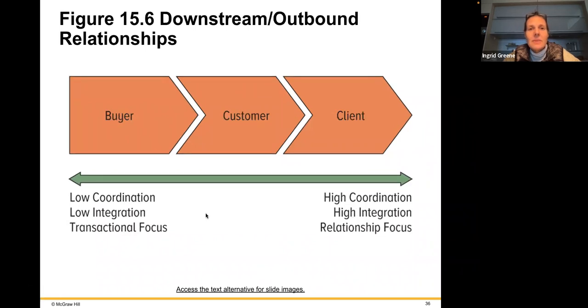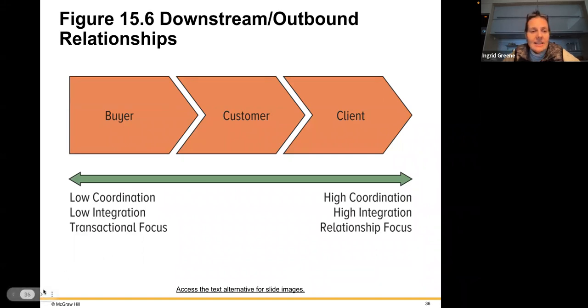The next slide is about the downstream. And so this is your buyers, a customer, and then you become a client eventually. So again, a buyer would be somebody who purchases your product maybe once a year. There's low coordination, low integration, more of a transaction. Then eventually they become what's called a customer, a more regular transaction. And then eventually we would call them a client.